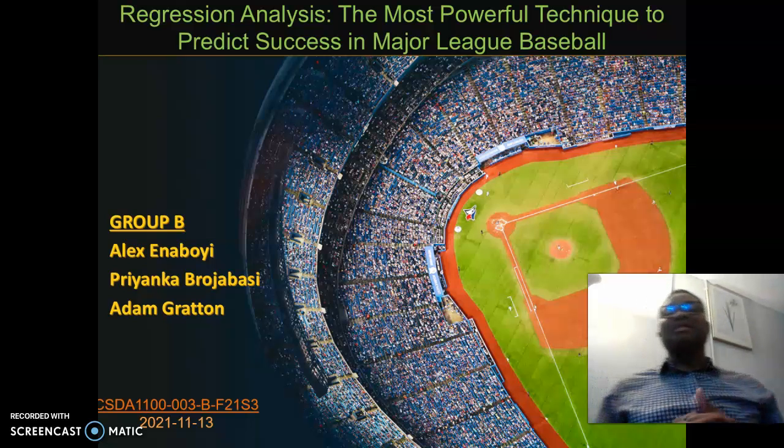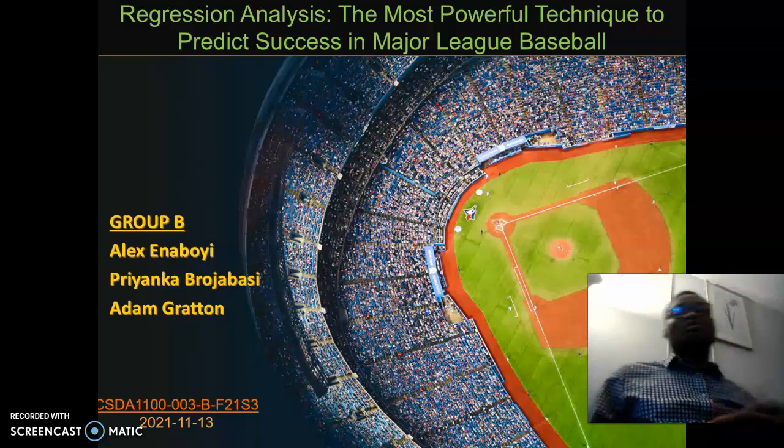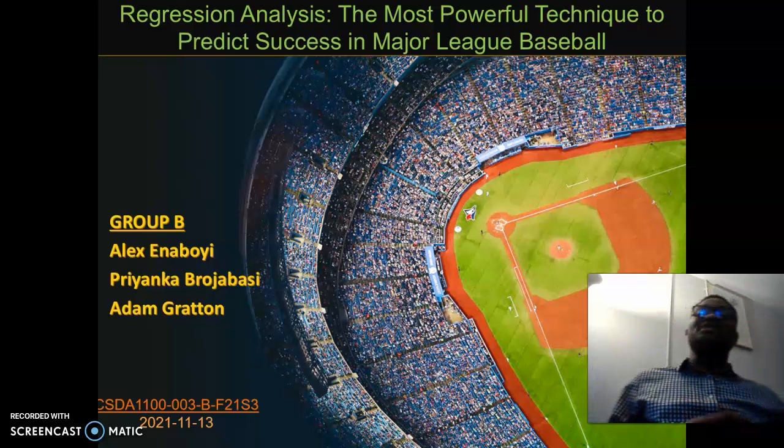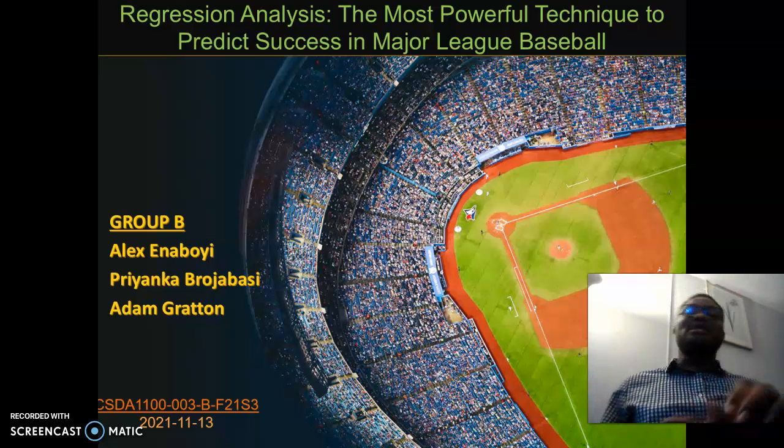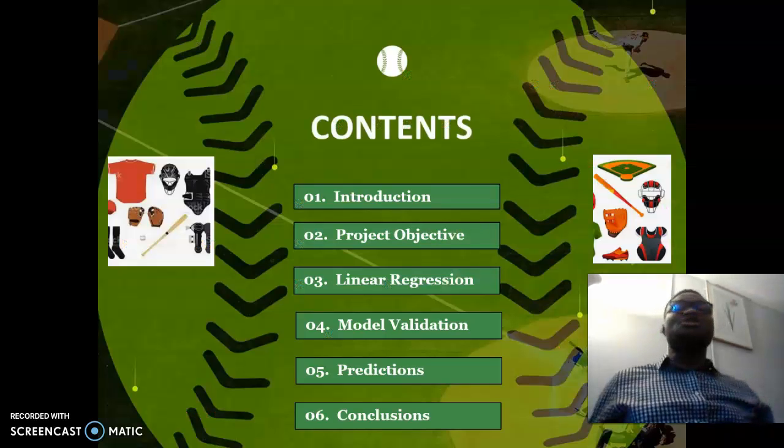My name is Alex Enaboye, the project analyst, and with me are two data scientists, Bianca Pujobasi and Adam Grayton. So the presentation is going to go in 6 sections.